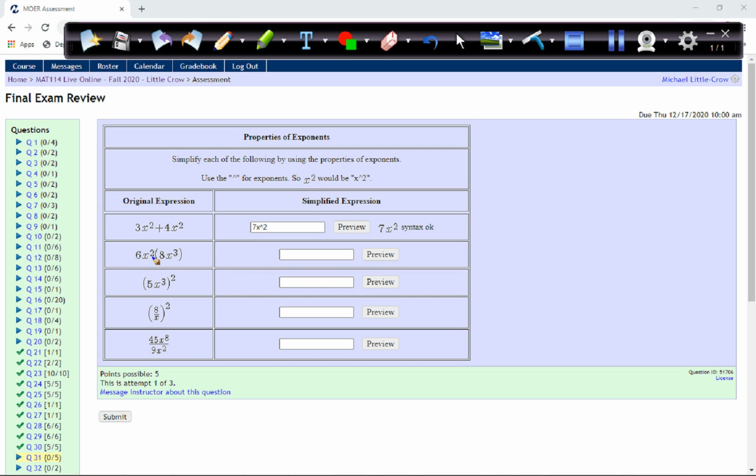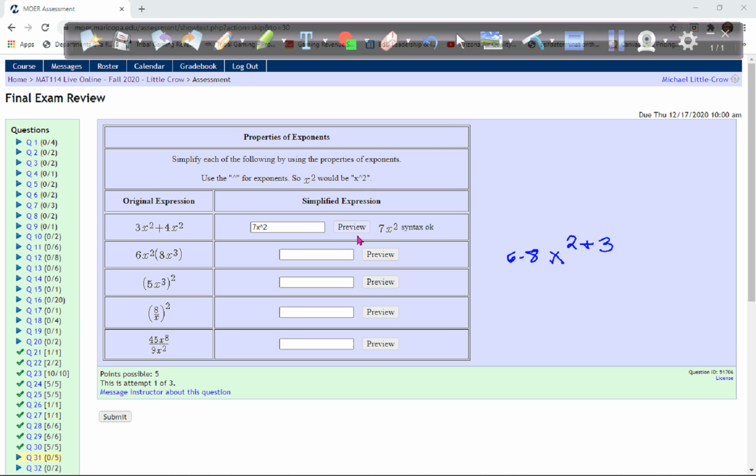Now this one, we are multiplying things with exponents. When we do this, we take the numbers times each other, so 6 times 8. And then when we've got the x's, we're adding the exponents together. When you multiply x squared times x to the third, you're adding the exponents together. So we get 48 x to the fifth. Okay.